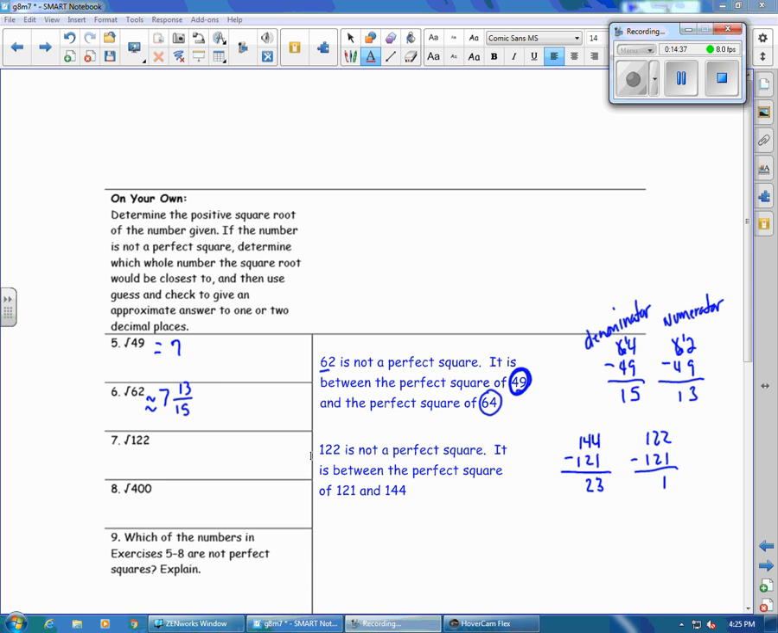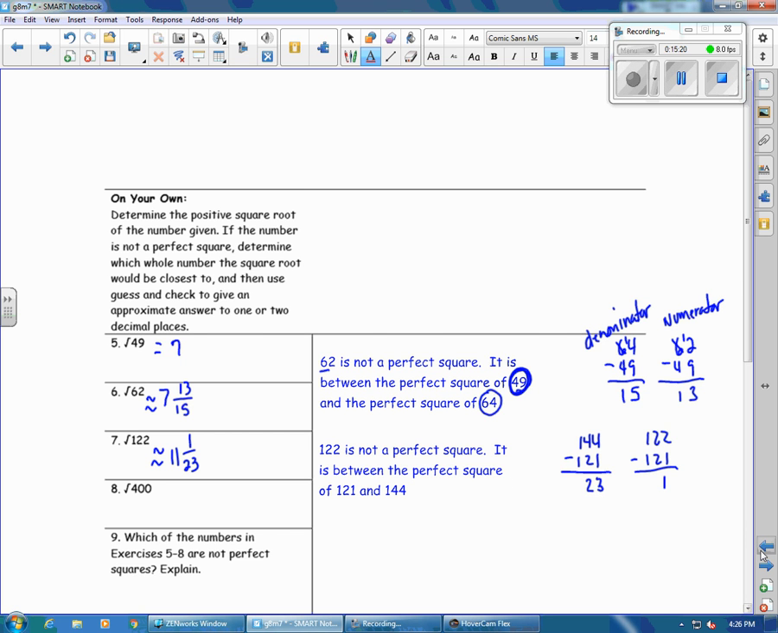Okay, so 122 is not a perfect square. It is between the perfect square of 121 and 144, obviously closer to 121. So I'm going to subtract 121 from 144. The difference between these two is 23. The difference between the number I'm looking for and my lower number is 1. So I know I'm going to take the perfect square of the lower number, 121. So that's going to be about 11 and 1/23. Hopefully that makes a little bit of sense to you.